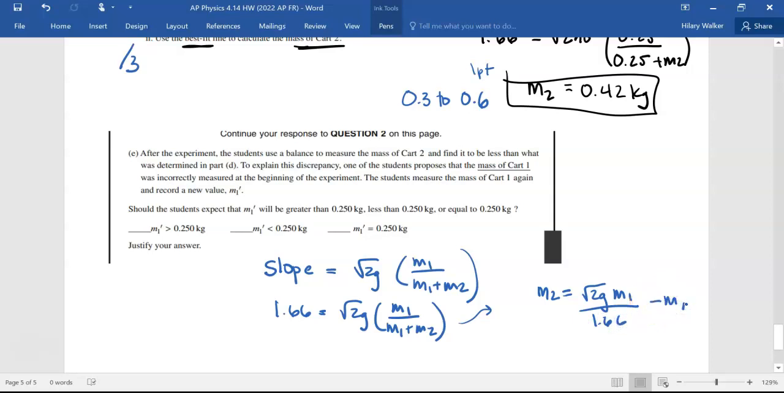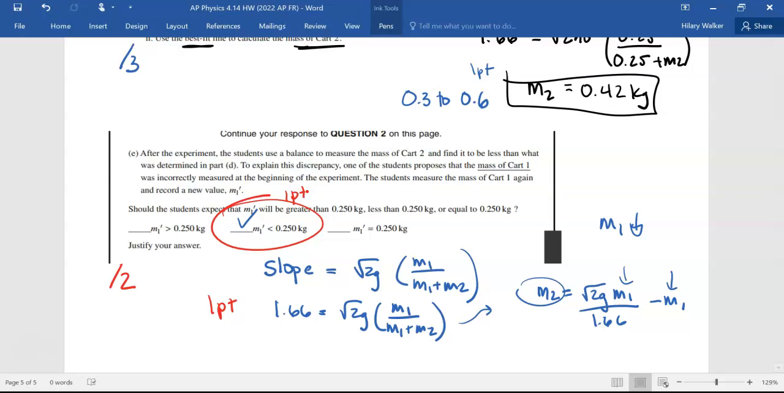Okay, so if we look at this as m1 decreases, which is what they're saying, then m1 over here decreases, then m2 has to decrease. So then the correct answer would be this. This one is just out of 2 points, and it is going to be 1 point for checking the correct box, and 1 point for a correct explanation. So just out of 2 points. And again, if you're short on time on the AP exam, just make sure to check a box just so you get at least a 33% chance to get it correct.